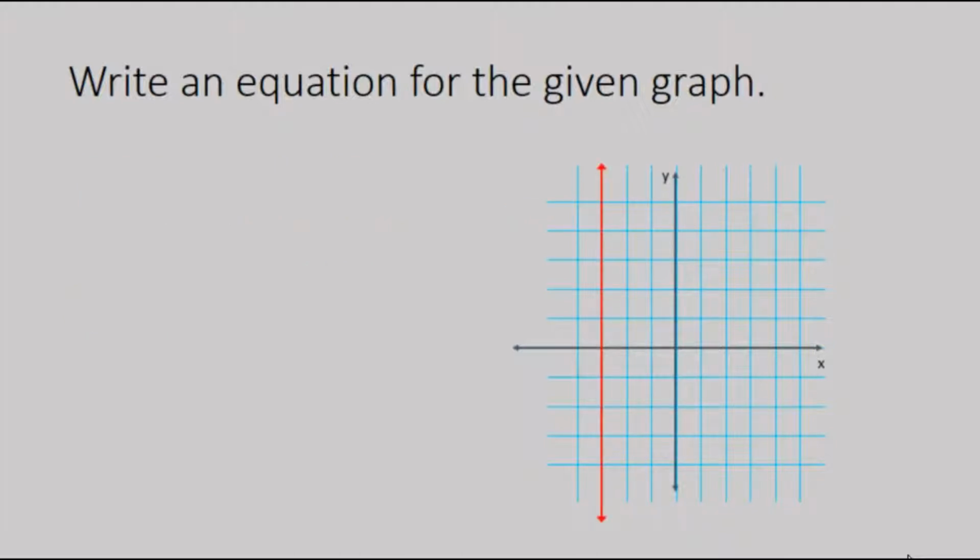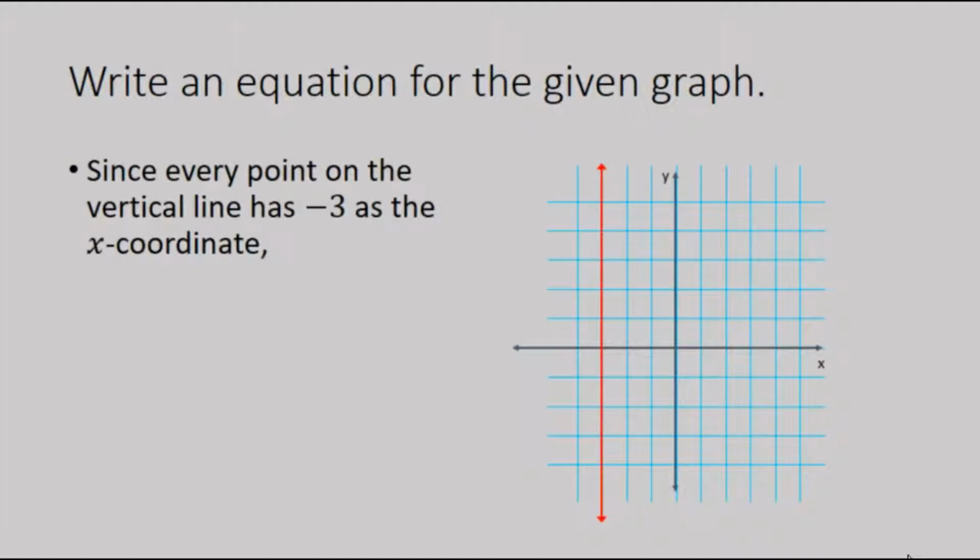Here's another example, and if you look at this line, every point on this vertical line has an x-coordinate of negative 3. Here we have an x-intercept of (-3, 0). The coordinates of the points would be (-3, 1), (-3, 5), and so on. The equation of the line then, since it is a vertical line, will be x equal to negative 3.